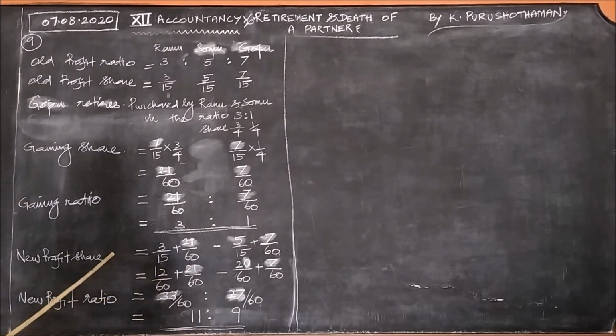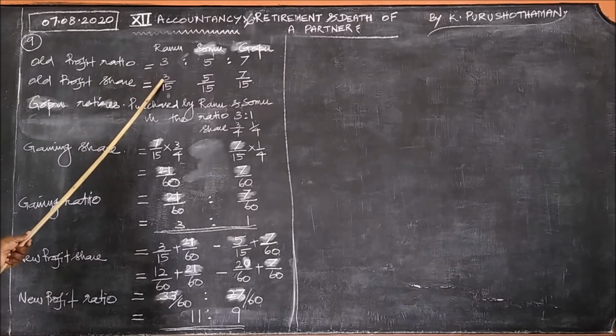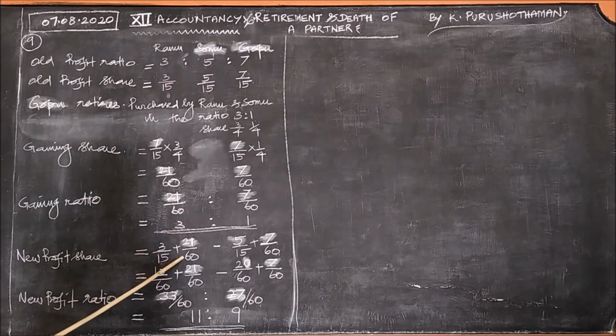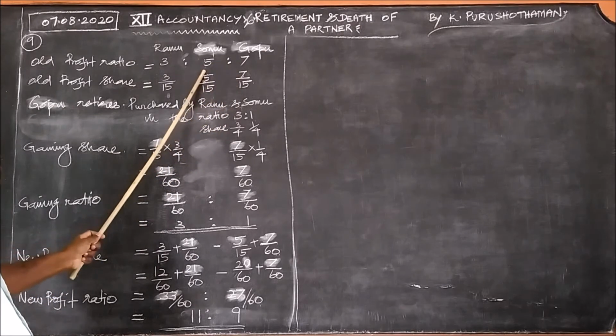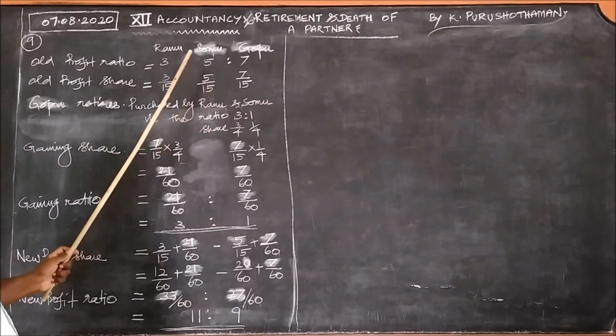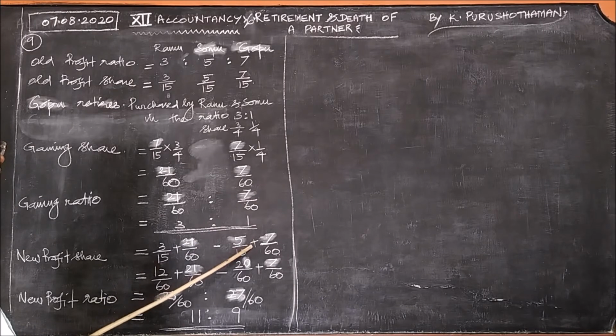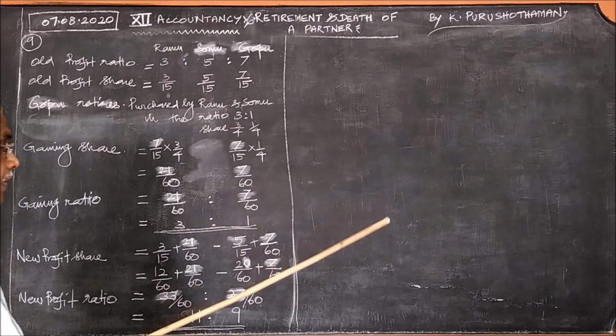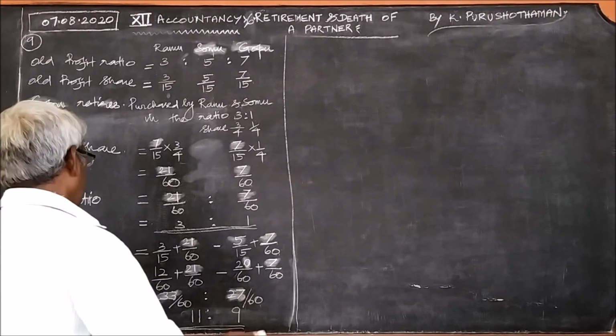What about the new profit sharing ratio? The new profit share is equal to the old one plus the gain. This is the old share, this is the gaining share. So you add these two, what I have written. This is the old share of Somu and the gaining share is 7/60. Add these two, you will get this answer.